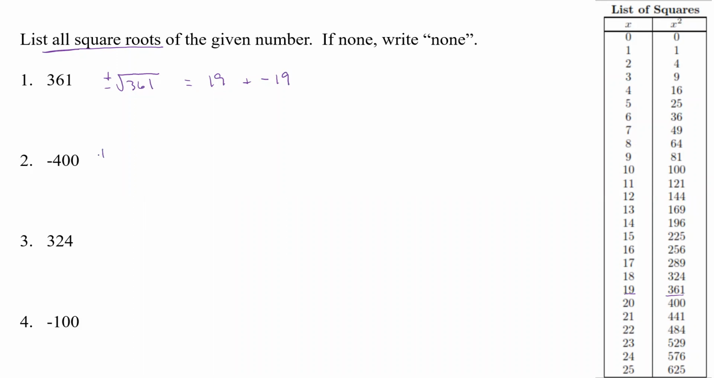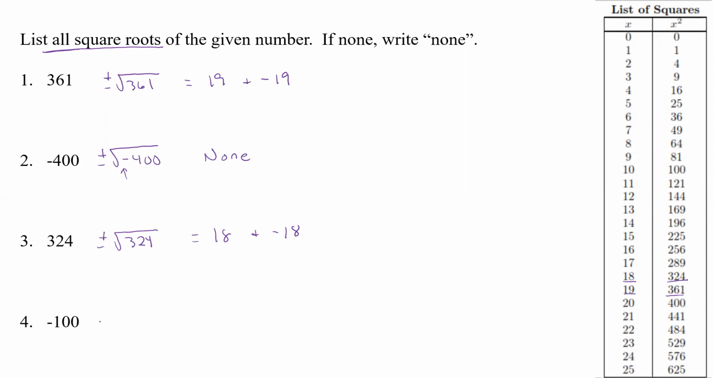Now this one, we want plus or minus the square root of negative 400. Again, here we have a negative under the radical. That's an imaginary number, and so we don't have that capability in this class. In this case, they ask us to write none, so we can just write none. Now here, 324, well, we know we're going to have plus or minus the square root of 324. Now we just have to find that on our table. Well, 324 is here, so plus or minus the square root of that is going to be equal to plus or minus 18. And that would be our square root of 324.